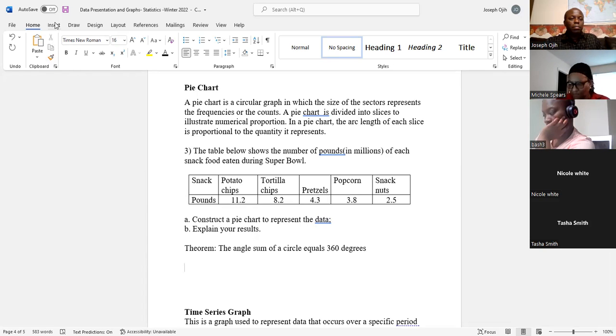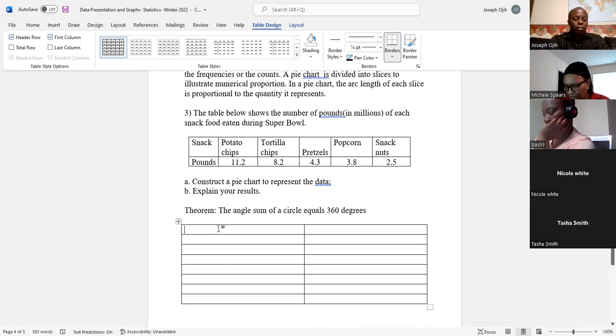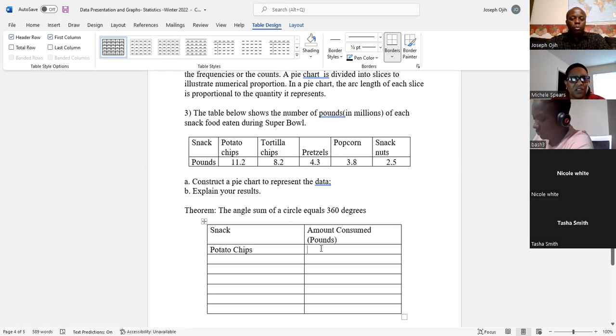So I have this snack, the type of snack. Then the amount consumed in pounds during Super Bowl. So I'm going to adjust this. First one, I have potato chips. How many pounds were consumed? We have 11.2 pounds.